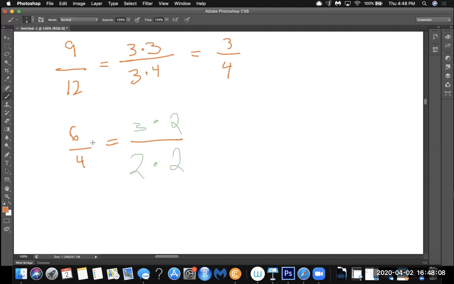And now, which 2 divide? The 2's, right? So what's 2 divided by 2? 1. So what do you have left? 3 on the top. 3 over 2. Very good. Okay, so let's make another example.